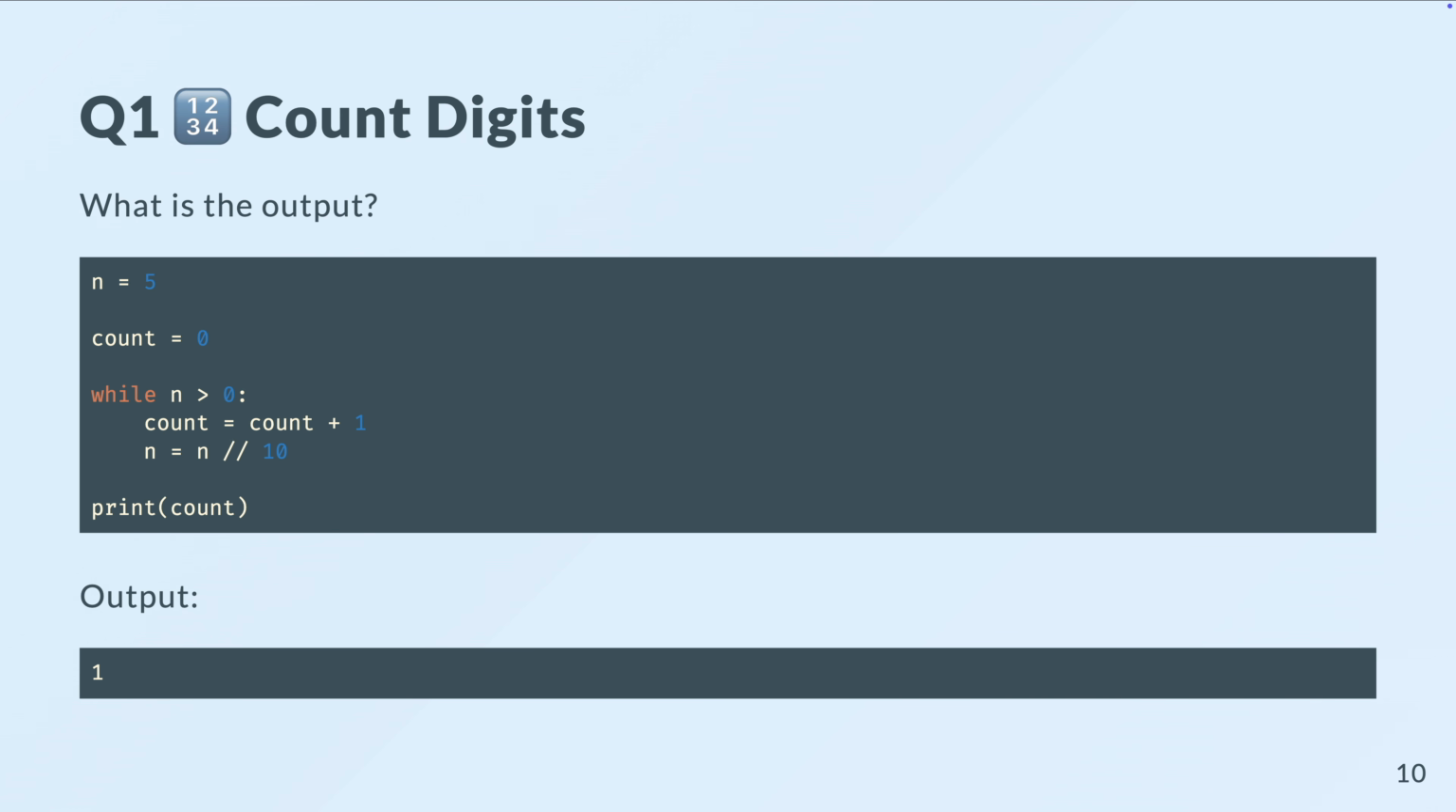Let's check. If n is 5, then n integer divided by 10 becomes 0 in one step. So the loop runs exactly 1 time. That makes count equal to 1. So the output is 1.